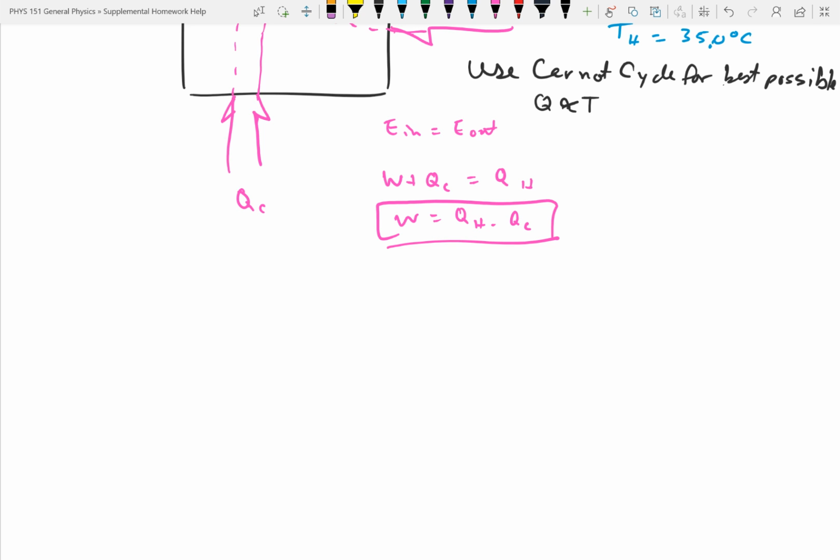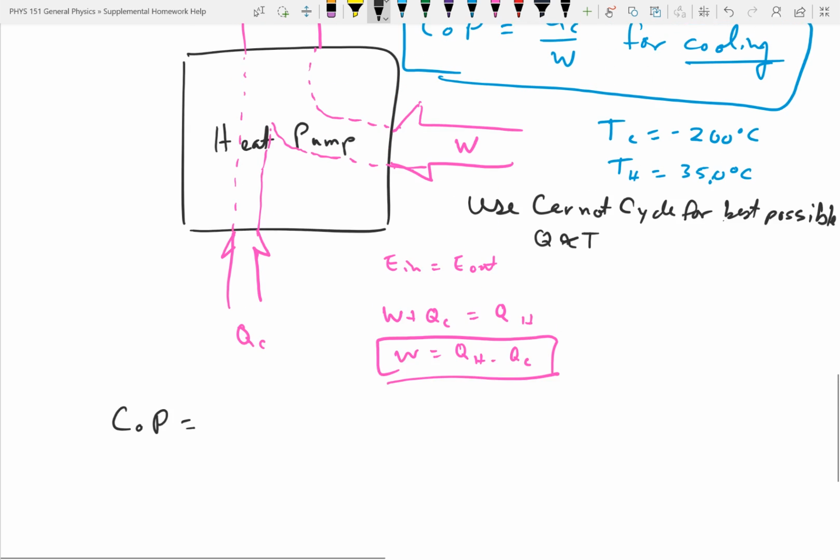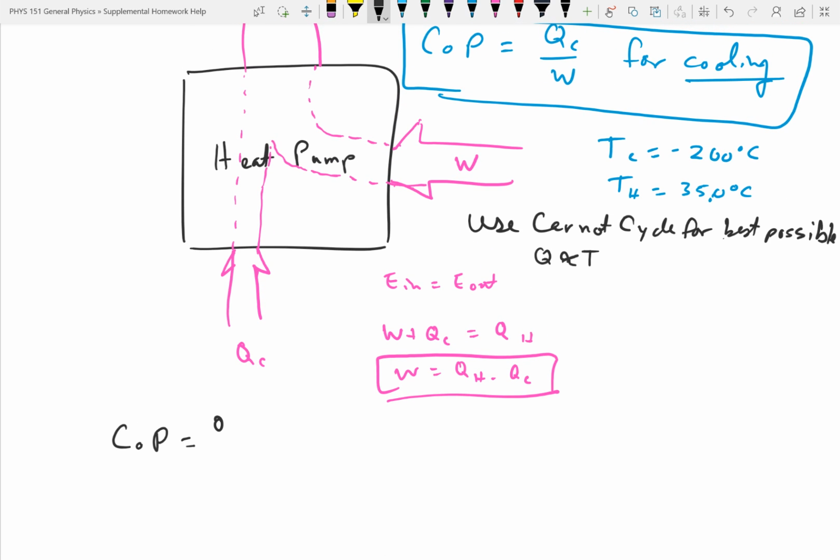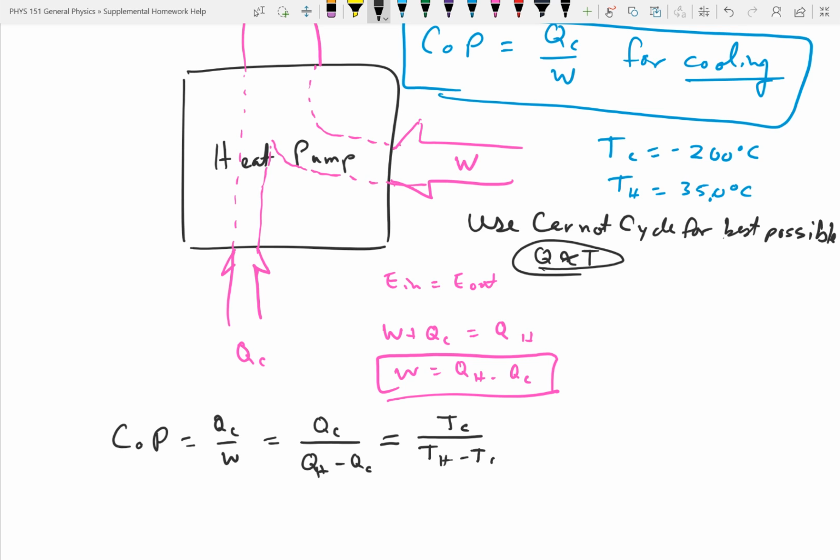Yeah, you've got 2 minutes. So we had the coefficient of performance is equal to, sometimes you just want QC over work. But since work is QH minus QC, that's QC over QH minus QC. And then if it's a Carnot cycle where Q is proportional to temperature, this is going to be exactly equal to temperature cold over temperature hot minus temperature cold.